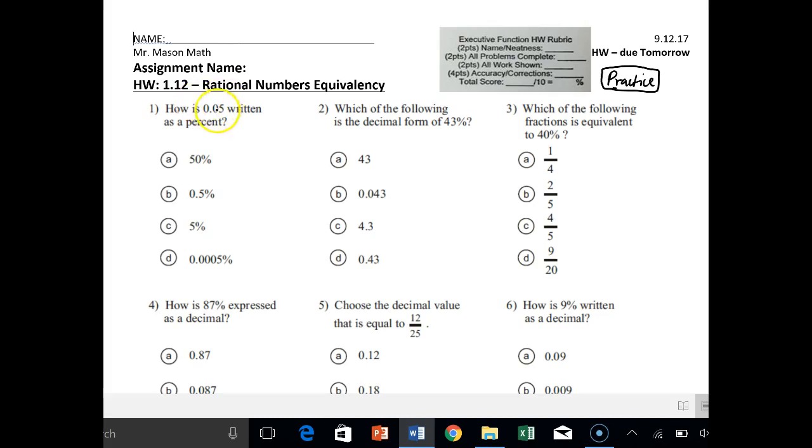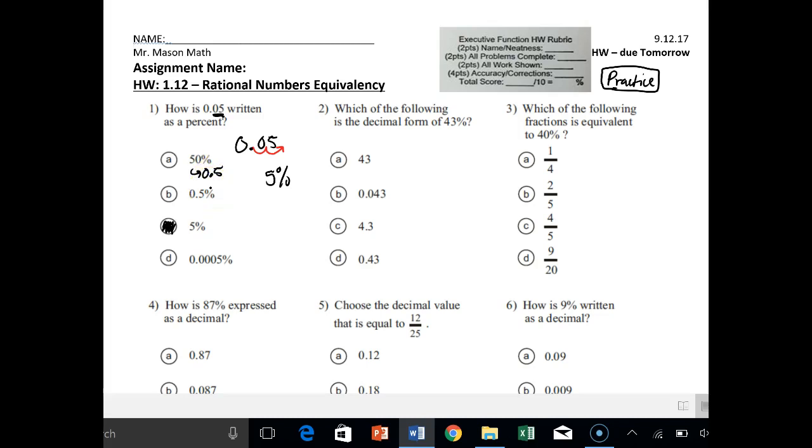So, how is 0.05 written as a percent? So how would I show work here? I'd say 0.05, all right, that's a decimal. I want to change it to percent. Oh, I swoop twice to the right. It's going to be very tempting to write 50%, but remember 0.05 is 5%, not 50%. 50% would be 0.5, right? So that's a good way you can also show work right there.